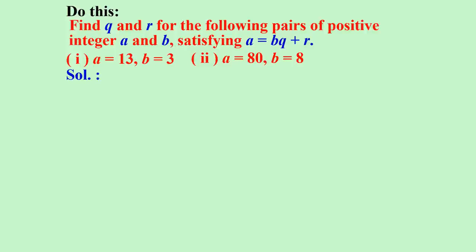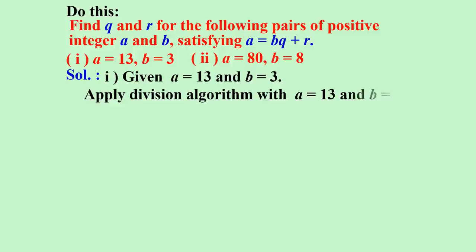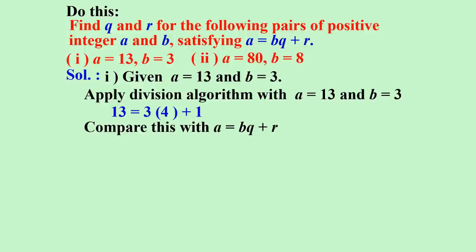Solution. For the first problem, given a is equal to 13 and b is equal to 3, apply the division algorithm with a is equal to 13 and b is equal to 3. Here we divide 13 by 3, we get 13 is equal to 3 times 4 plus 1. Compare this with a is equal to bq plus r, we get q is equal to 4 and r is equal to 1.